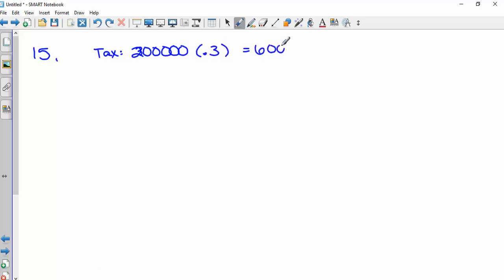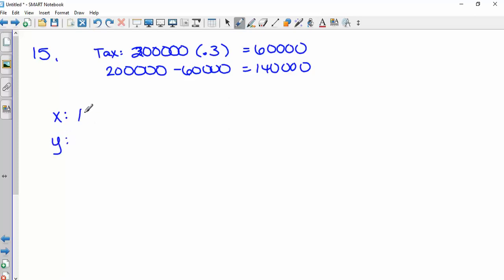So you did the 200,000 times the 0.3 and got 60,000. So then the amount she had left, you just subtracted those. And you get 140,000. You could have also thought of it as she keeps 70% of it, so just take 200,000 times 0.7, and that works as well. She is going to invest some at 1.5% and some at 4%.